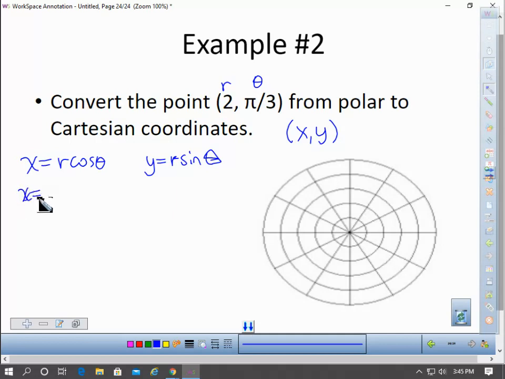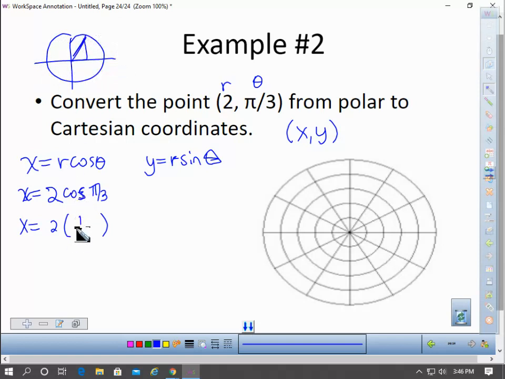My x coordinate is going to be my r value times the cosine of my angle, which is pi over 3. So that's 2 times the cosine of pi over 3. Think on your unit circle where pi over 3 is. That's your 60 degrees, so you're over a little and up a lot. Your cosine is your x coordinate, so that's going to be 1/2. That means my x coordinate is 1.